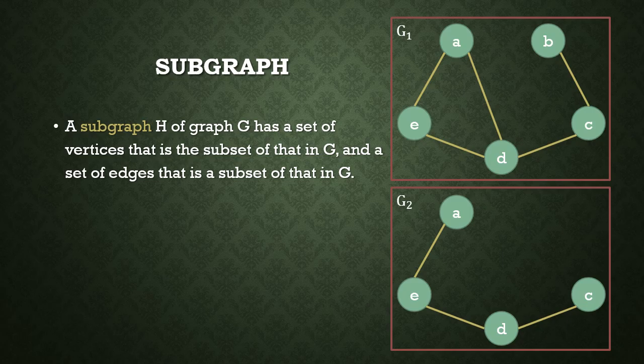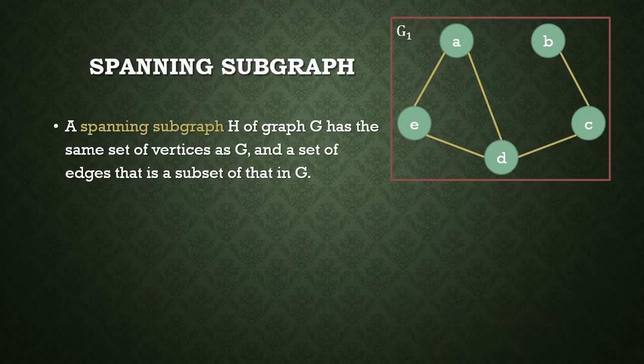One more thing that I must say here is that G1 is also a subgraph of itself. If you remember set theory, every set is an improper subset of itself. So continuing that thought, I can say that every graph is an improper subgraph of itself.